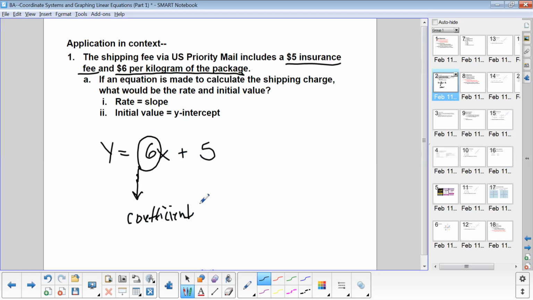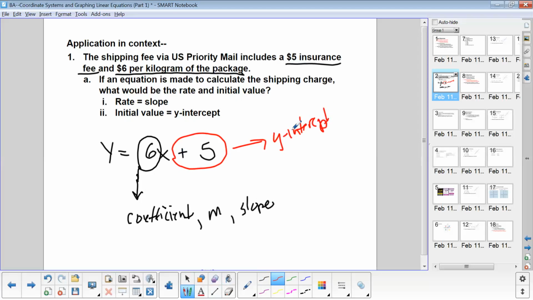And the coefficient is our m value or our slope. And then we've got the value here. This would be a positive 5, and that would be your initial value or your y-intercept.